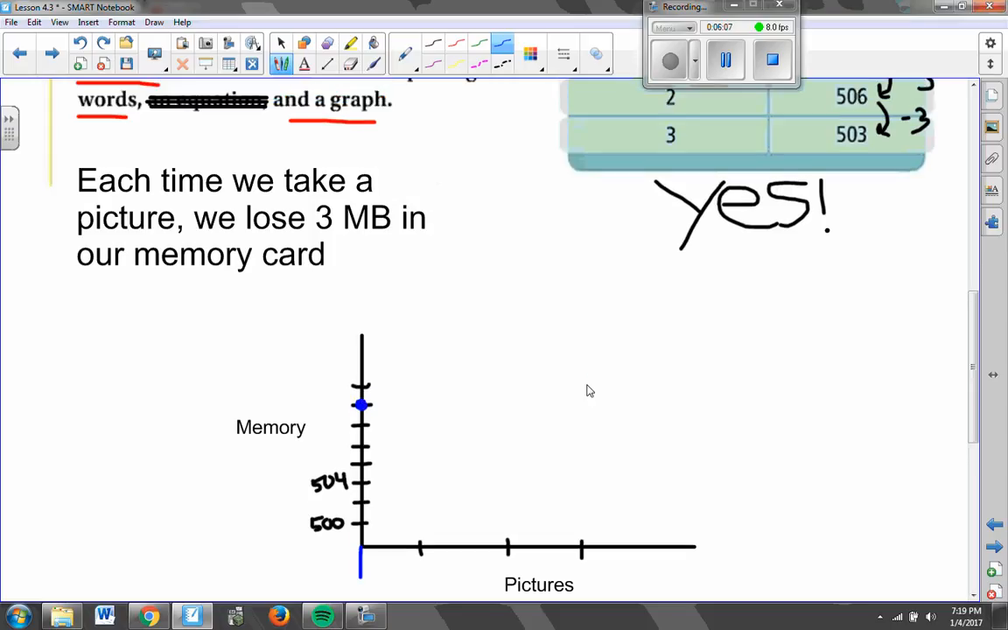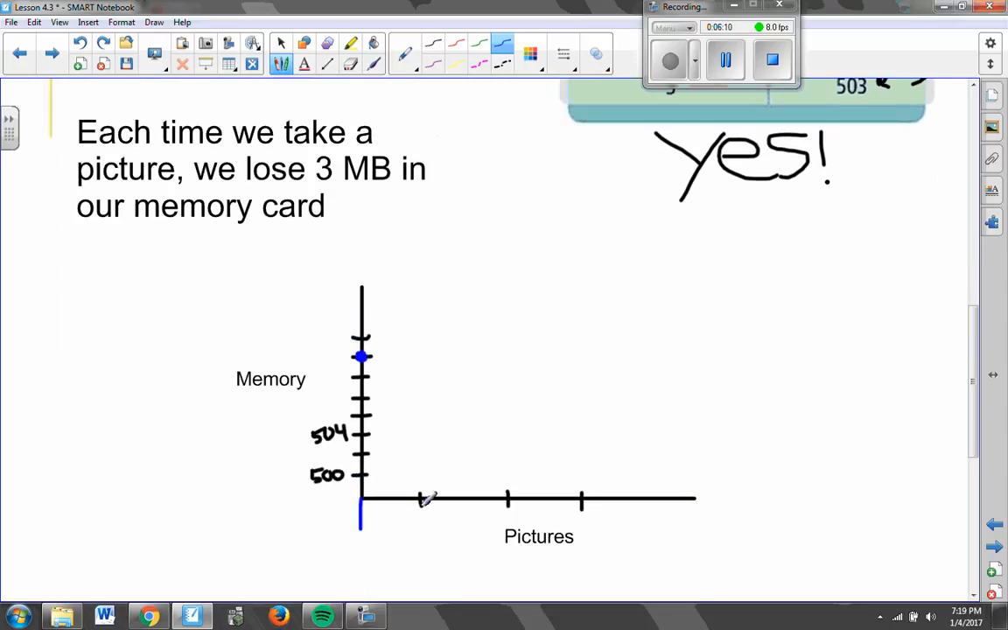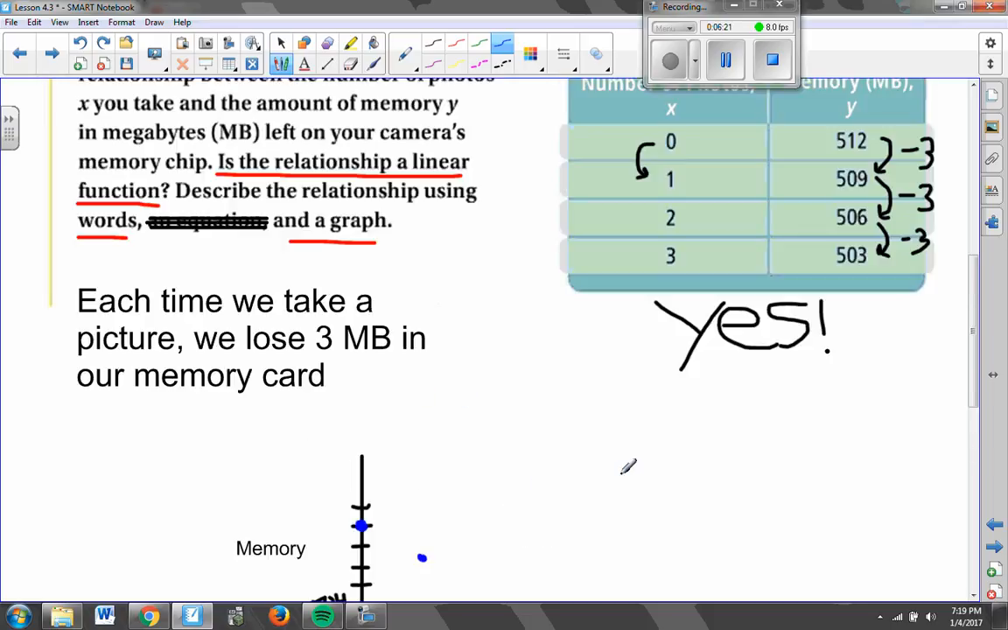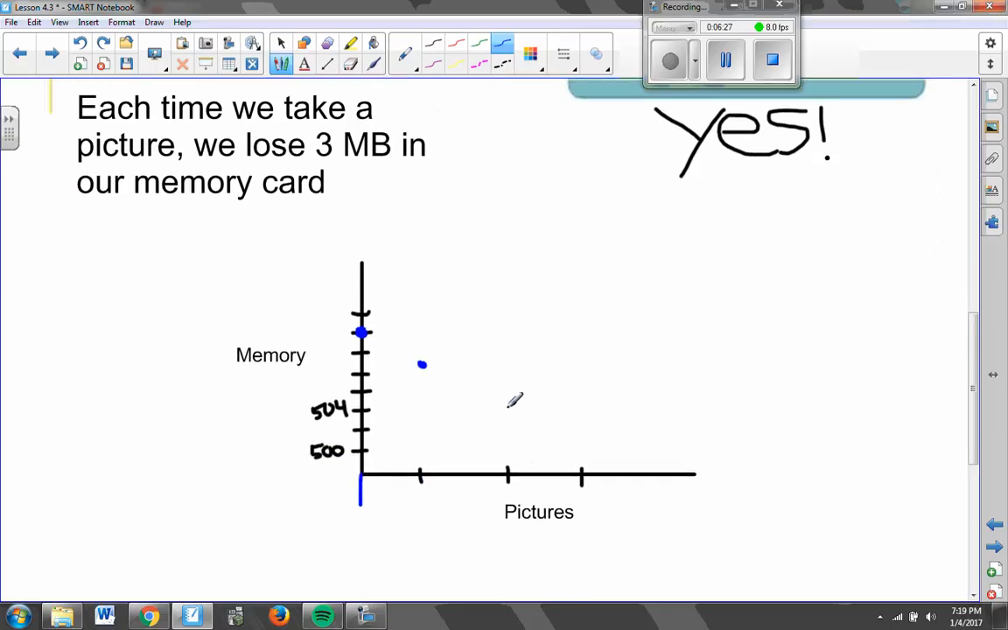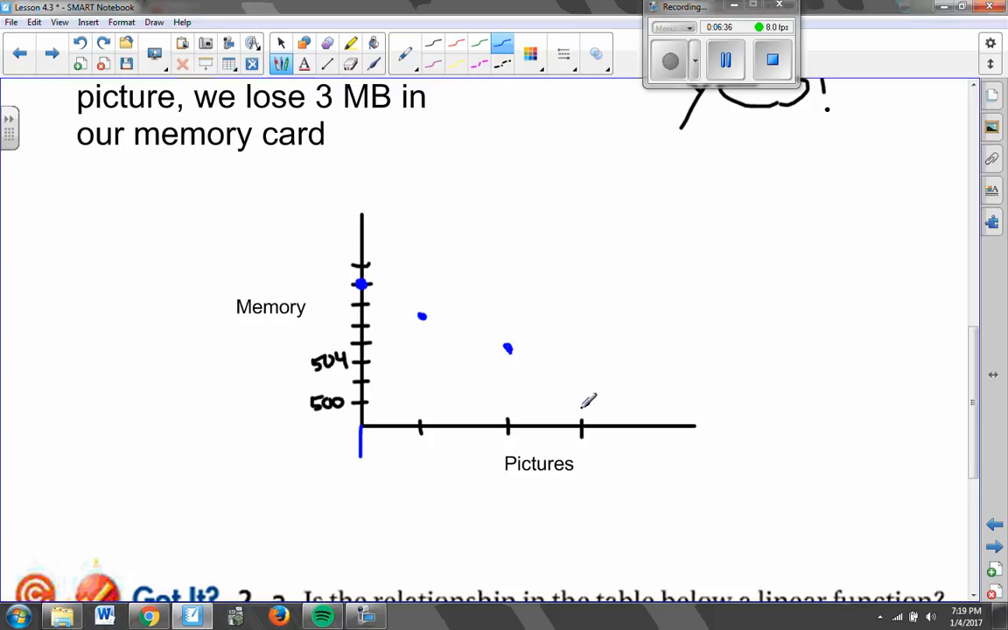And there's my first point of this graph. Okay, there you go. When I go up to 1 picture, now I drop down to 509, which for me is going to be halfway between 508 and 510, right about there. So that's where this dot is. The next one comes at 2 pictures and 506, right about there. And then my last one is at 3 pictures and 503. So 500, 502, almost to 504, but not quite. Right about there is this dot. Okay? So we can see these blue dots keep going down as I take more pictures.